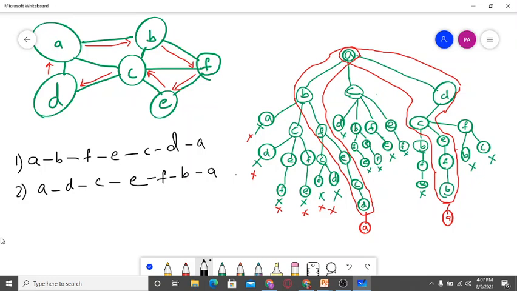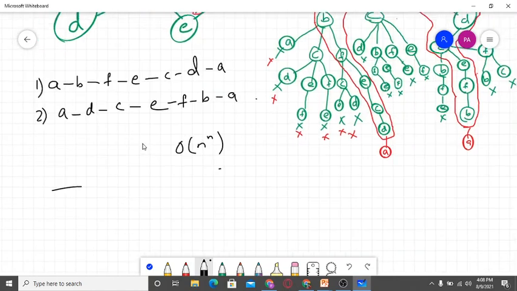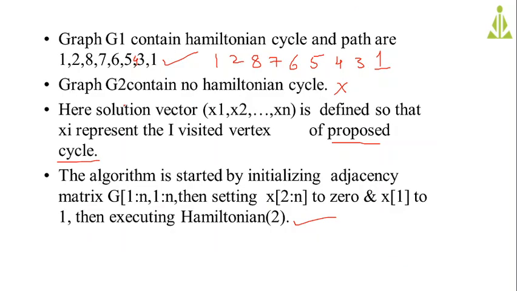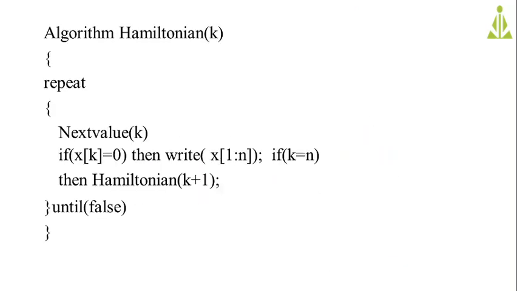Okay. So here, this is a Hamilton cycle example. And what is the time complexity for this? It is order of n power n. Next, in the Hamilton cycle, we have different graphs. You need to check whether each graph is a Hamilton cycle or not. Here we will see the algorithm now.